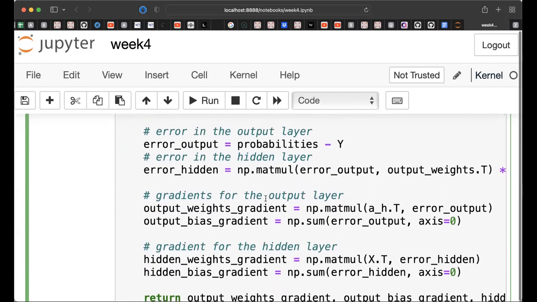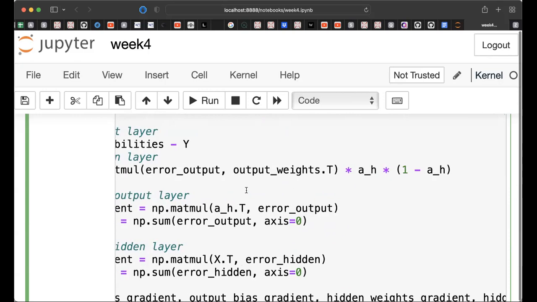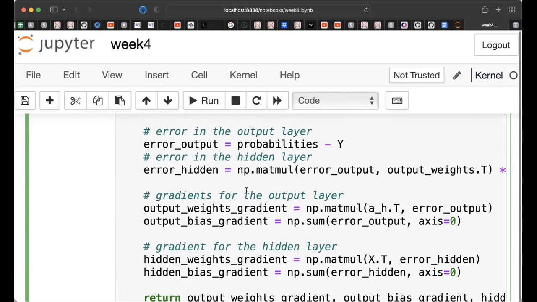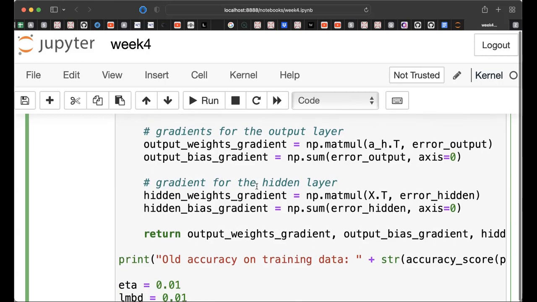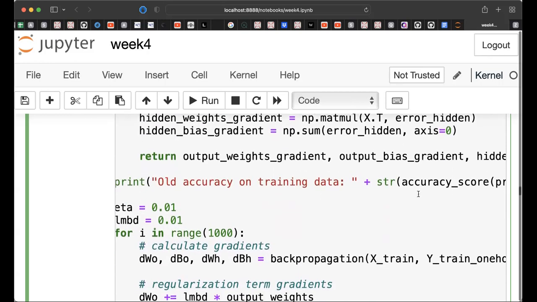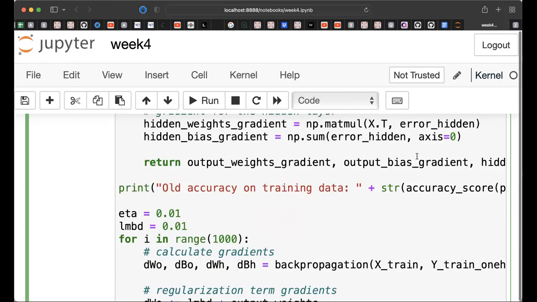Then I'm calculating the error in the hidden layers. So I'm setting up the correct expressions according to the backpropagation algorithm. Then I calculate the gradients for the output layers, and I calculate the gradients for the weights and the biases using the expressions which I have. And I do the same for the hidden layer. And then this just returns the gradients of the weights and the biases, and of the hidden weights and the hidden biases as well.